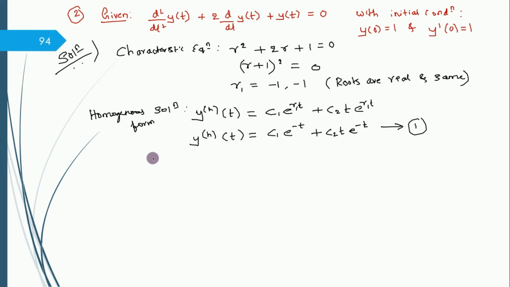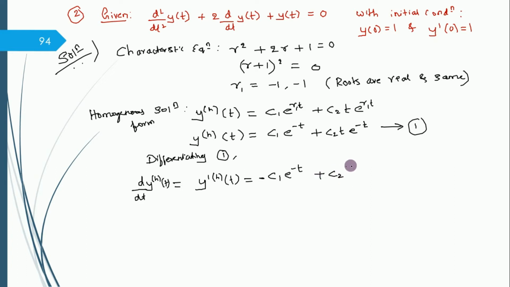So differentiating equation 1 would get me y dash of h of t, which is nothing but d by dt of yh of t. Both mean the same. I have to differentiate it. When I differentiate it, C1 is constant, e raised to minus t will give me e raised to minus t itself, with the minus sign compensated here. So this is the differentiation, plus C2, which I'll take common because it is differentiation of u into v form.